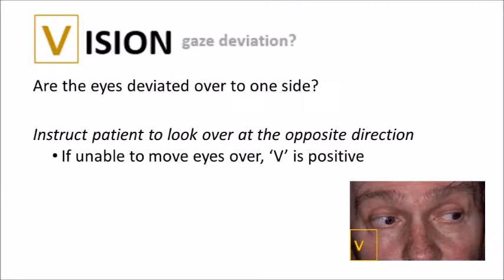So starting off with V for vision, we're looking for a gaze deviation, so the eyes going over to one side, and when instructed, they're unable to bring it across the midline and all the way to the other side.